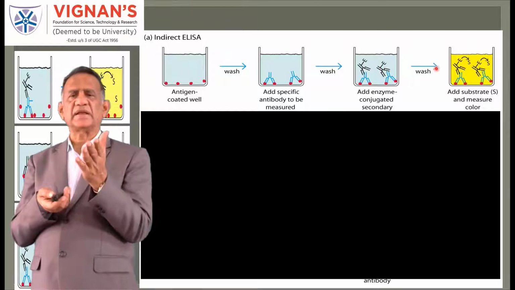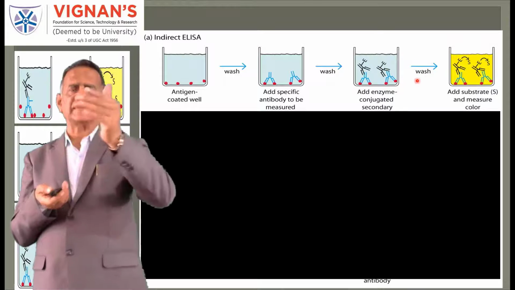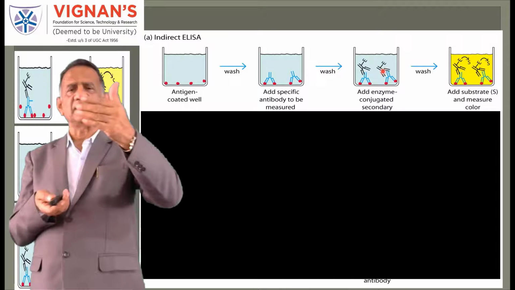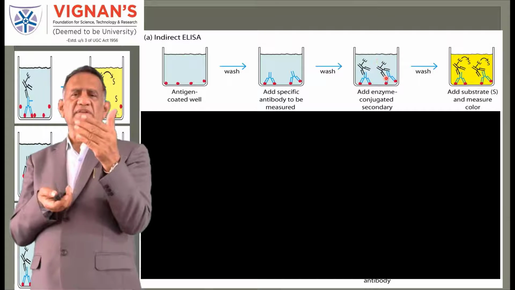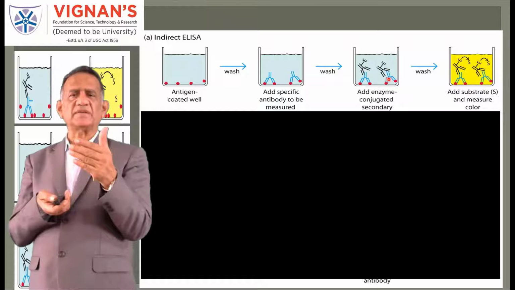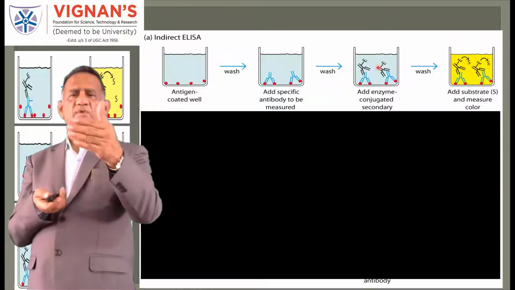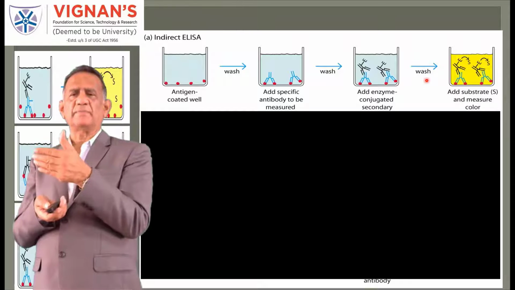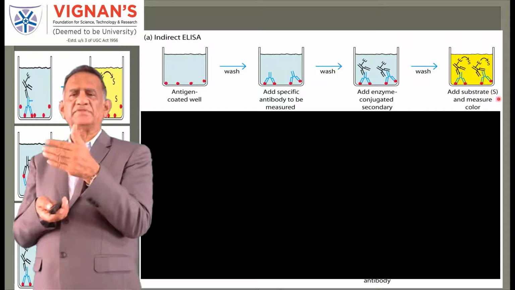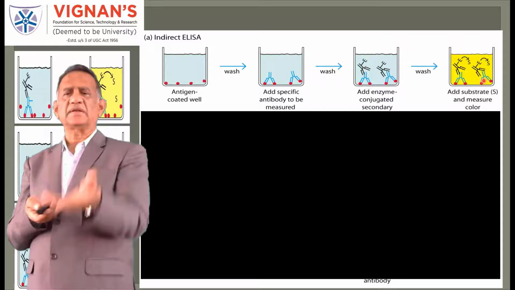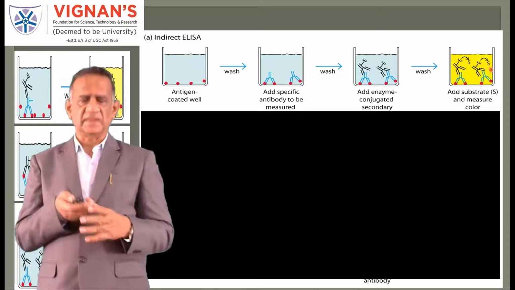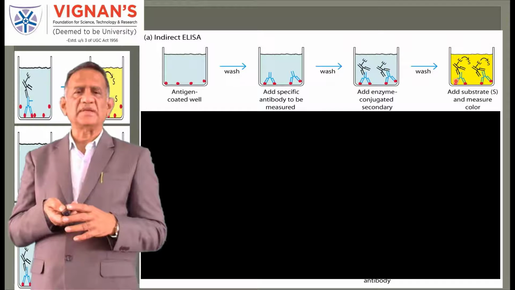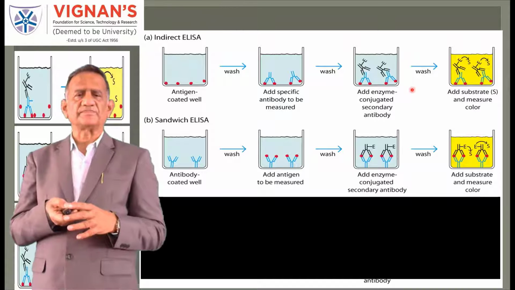Once that gets bound, that's what we say indirect. It's not direct. The secondary antibody is called the detecting antibody. The first one is the capture antibody, the second one is the detecting antibody. In the next step we put a substrate called TMB, tetramethylbenzidine. With that substrate we get a color. That color we are reading here. That's indirect ELISA.